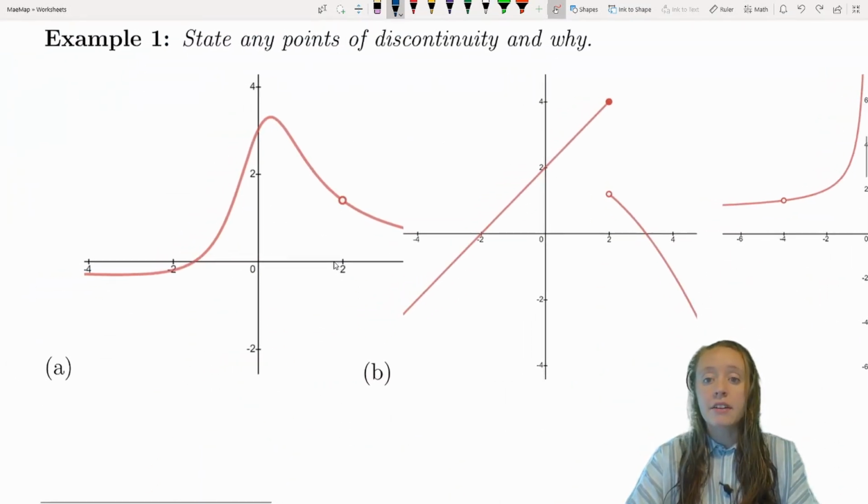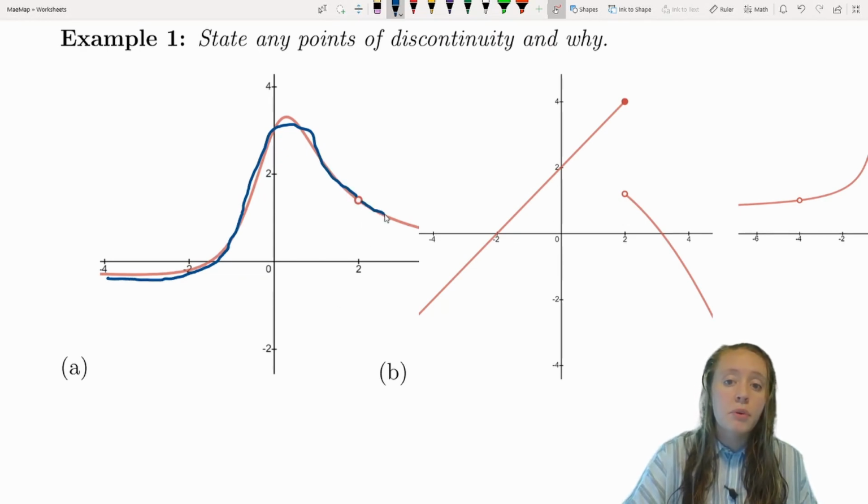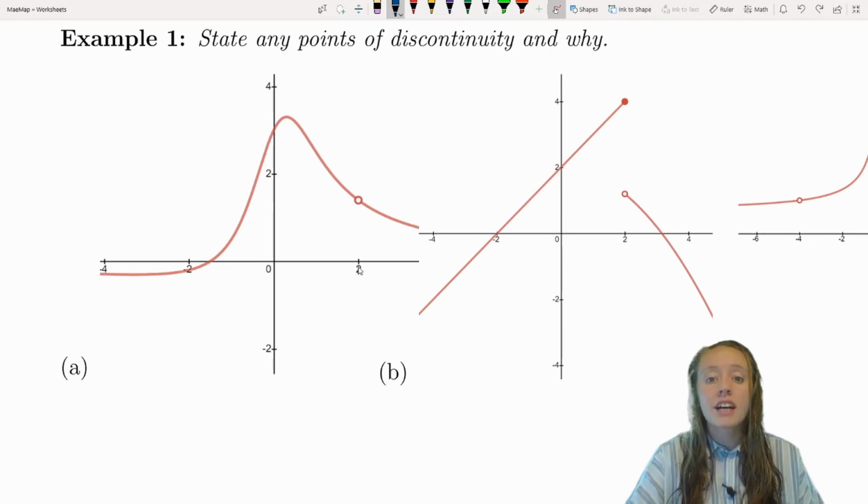So looking at a, we can see our function. If you can envision dragging your pencil along and then all of a sudden you get to this point here and you have to lift it up, and then right after that point, continue drawing again. Here is our point of discontinuity. We have a point of discontinuity at x equals 2. So x equals 2 is our point of discontinuity. But why is that a point of discontinuity?